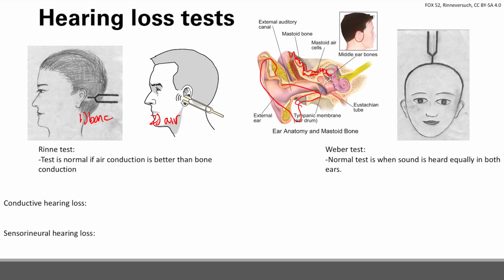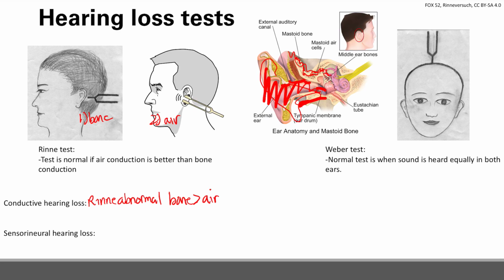So let's take a look at conductive hearing loss. Let's see if the Rinne test will be abnormal or normal. We said that the Rinne test would be normal if air conduction is better than bone conduction, and that's given if nothing is wrong with this outer ear. Well, what's the problem with conductive hearing loss? We just said conductive hearing loss is when you do have a problem in that outer ear that's preventing conduction of that sound to the inner ear. So the Rinne test will actually be abnormal. That is, they will hear sound better with the bone rather than with the air because something's obstructing that external canal.